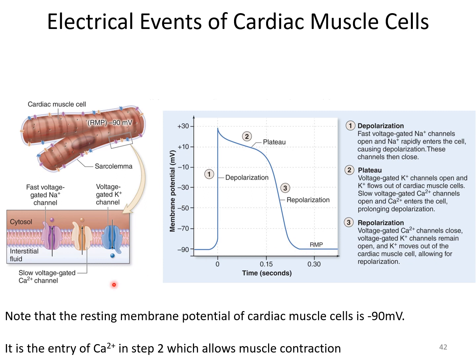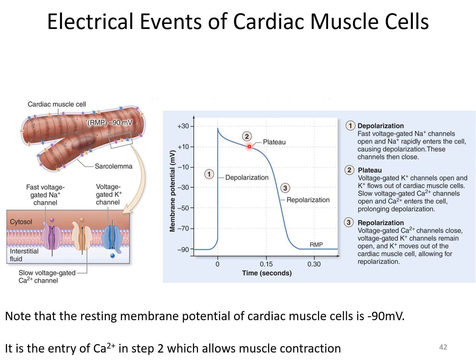So again, we want to note that the resting membrane potential is negative 90 in the cardiac muscle cells. And it's the entry of calcium in step two, which allows muscle contraction. If you remember from muscle in 2401, we had to have the entry of calcium into the muscle fibers or into the muscle cells for it to contract. So that entry of calcium that's happening in the plateau phase is what's going to allow the muscles to contract.